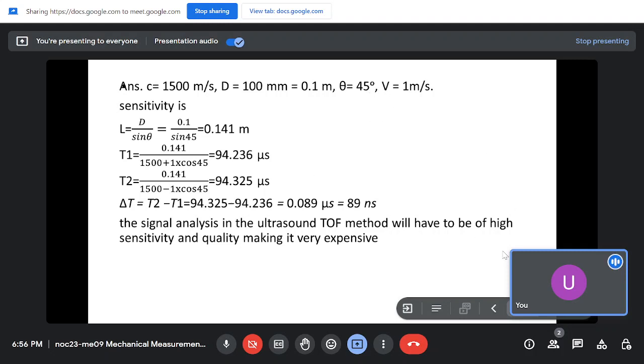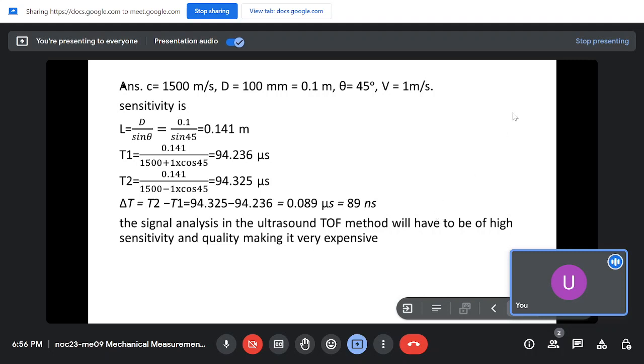So in the first half, we know the distance traveled is 0.141, and the relative velocity will be the speed of sound of the wave, which is 1500, plus v into cos 45. So the relative velocity is c plus v cos 45. So we substitute the values. Cos theta is 45 degrees here, so we get 954.236 microseconds.